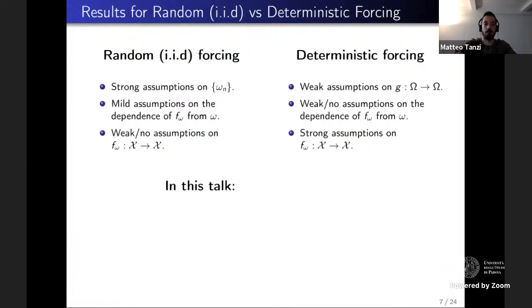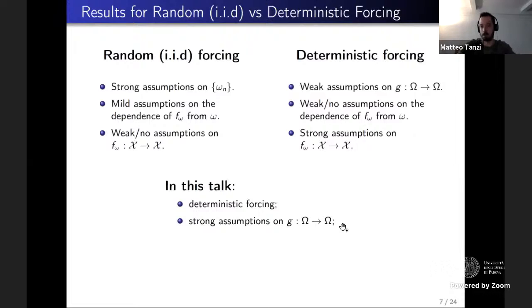What I'm going to talk about in this talk is deterministic forcing. So I'm on this column here. But the assumptions actually resemble more this other column here. So I'm going to give very strong assumptions on G. Namely, G is going to be a uniformly expanding map, and the uniform expansion is actually going to be very large.